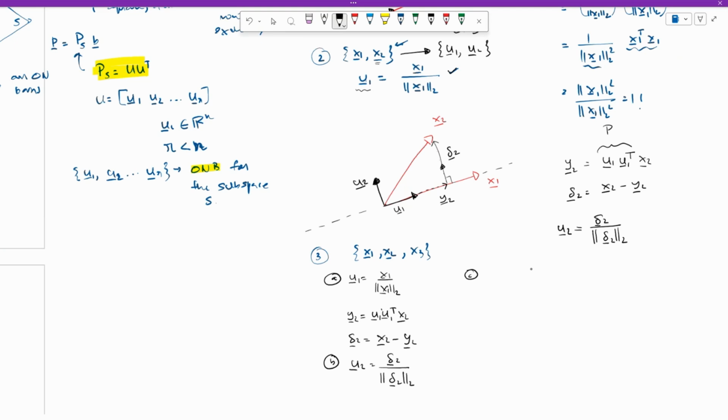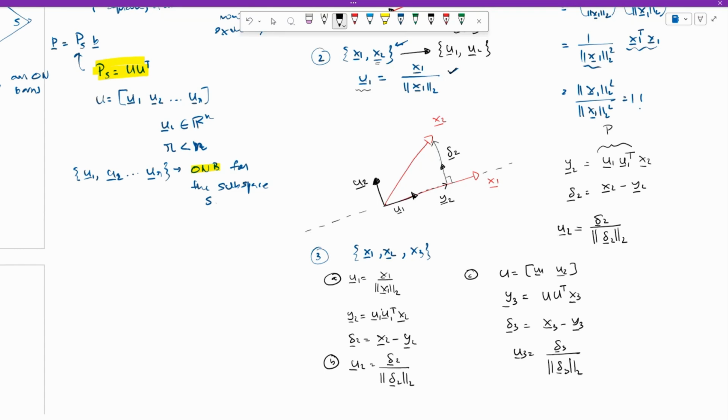So that means you now form a matrix U, which is U1, U2, and then you can compute Y3 as U transpose X3, compute del 3 as X3 minus Y3, and U3 will be del 3 divided by its norm. That's for 3. What if you had n in general?